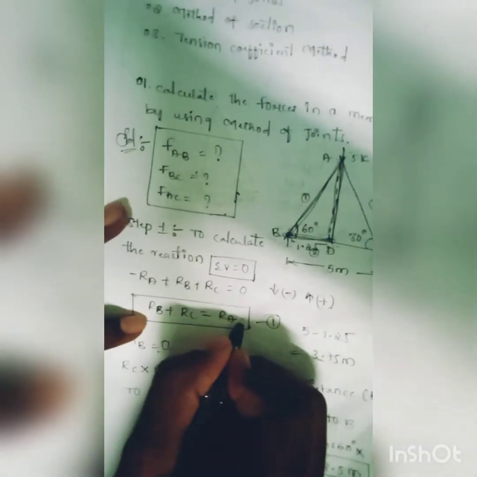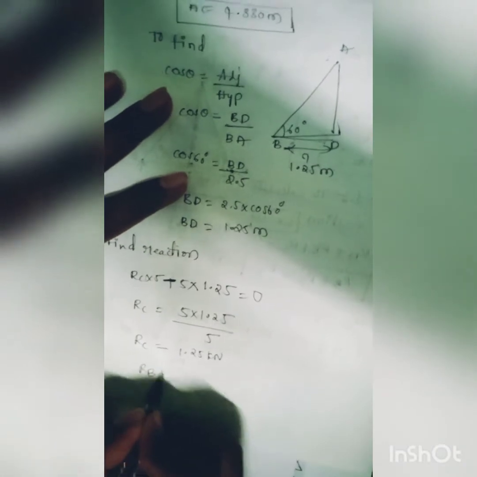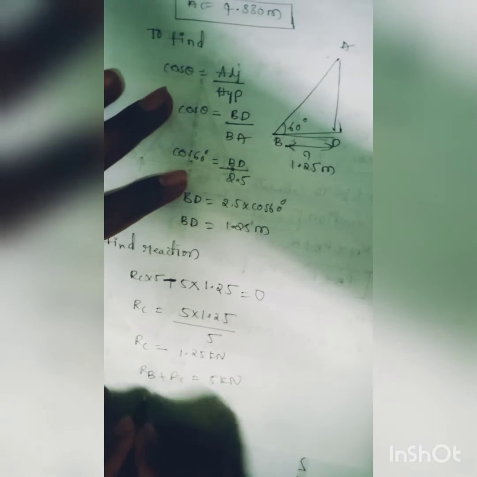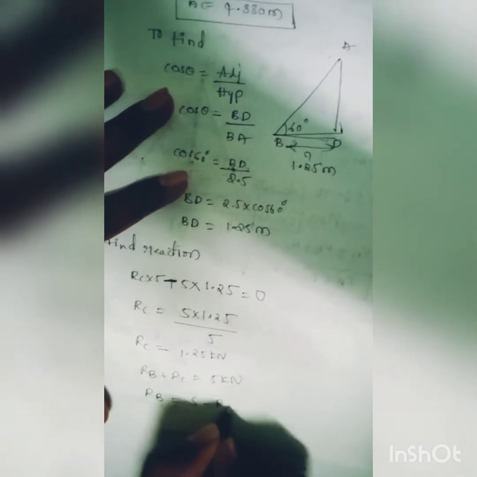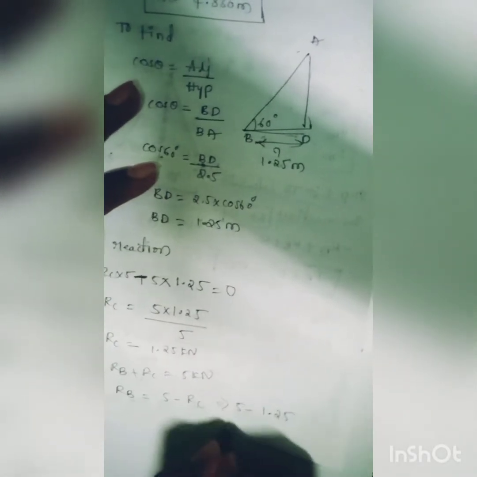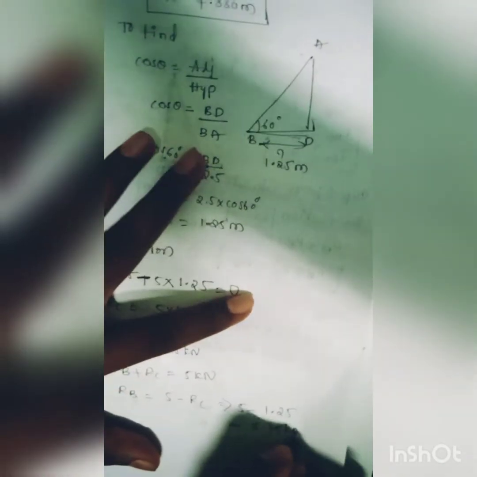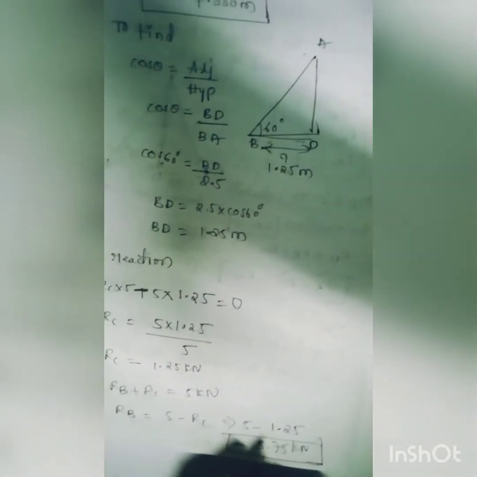RB plus RC equals RA. How much is RA? It is given as 5 kilonewtons. We got the RC value and we need to find RB. RB plus RC equals 5 kilonewtons. If we want RB, then calculate 5 minus RC. 5 minus 1.25, then we get 3.75 kilonewtons.